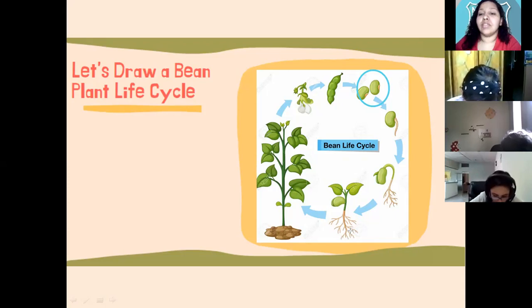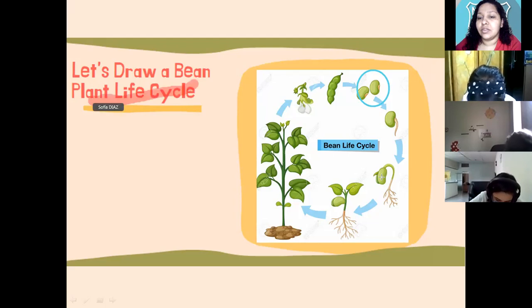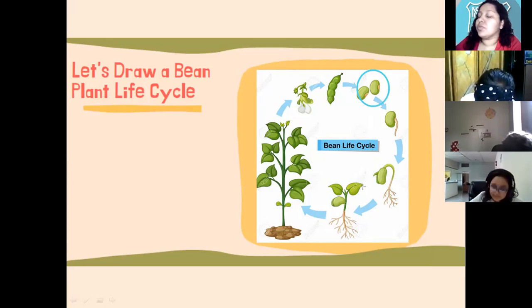Okay, then remember that I was explaining that when the germinating seed starts falling out of the coat, they start getting some leaves. So this is the part of, Sophia, please. When they start, the first part of germinating, they start getting some buds of leaves, and then it gets a short stem, and this stem has more leaves.